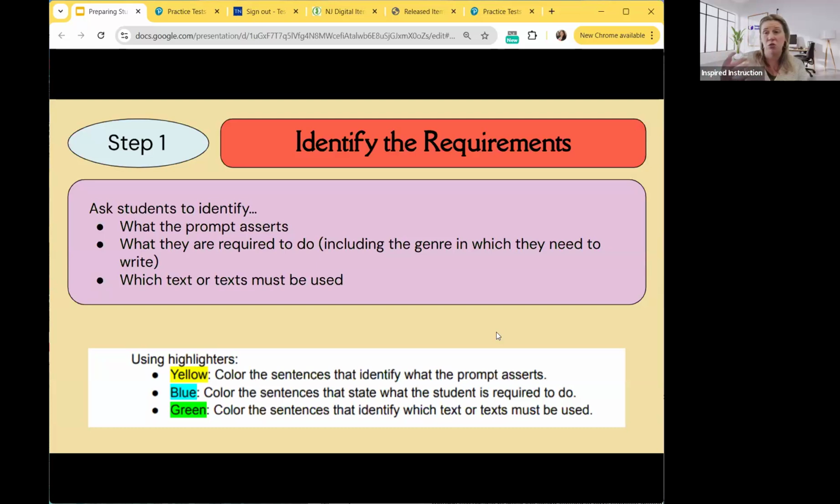So sometimes it will say use 2 pieces of evidence. Sometimes it will say use any 2 sources. We want them just to get in the habit of being able to determine what a prompt is asking me to do.